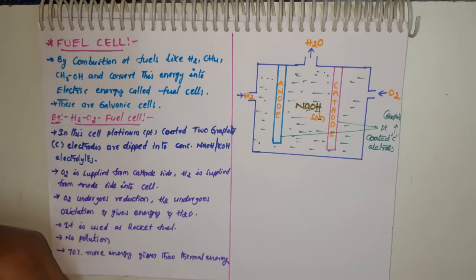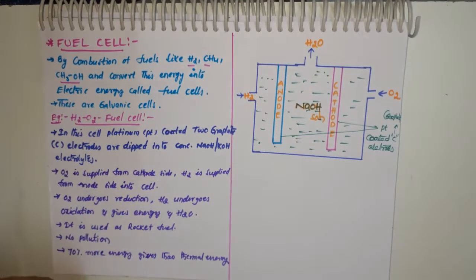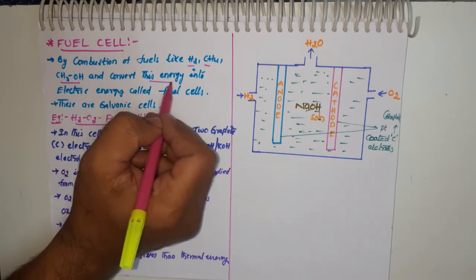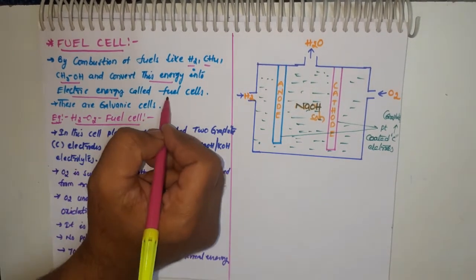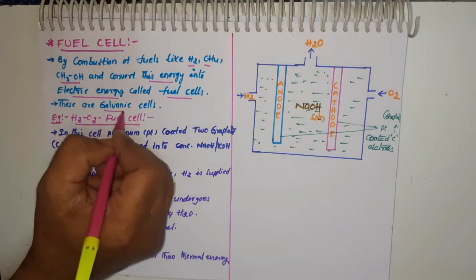Today we are going to discuss fuel cells in the electrochemistry lesson, second year intermediate. What is a fuel cell? By combustion of fuels like hydrogen, CH4 and methanol, it converts this energy into electric energy. Those cells are called fuel cells. Those cells are galvanic cells.